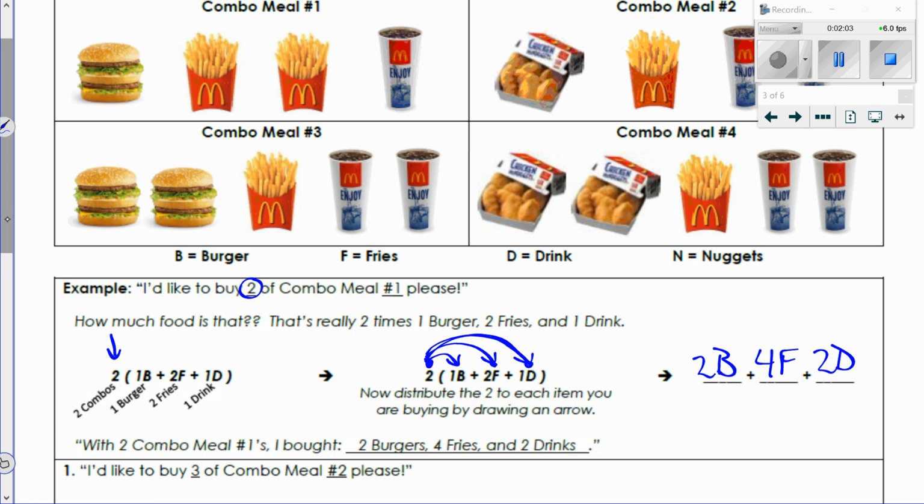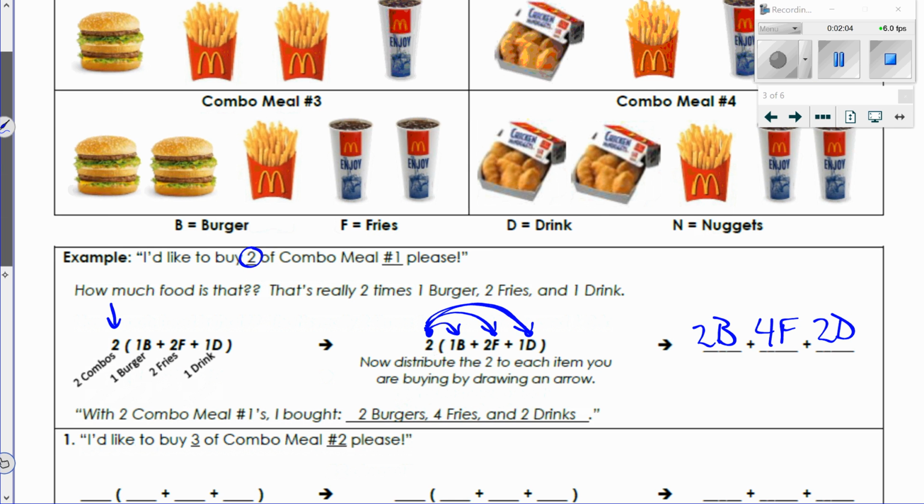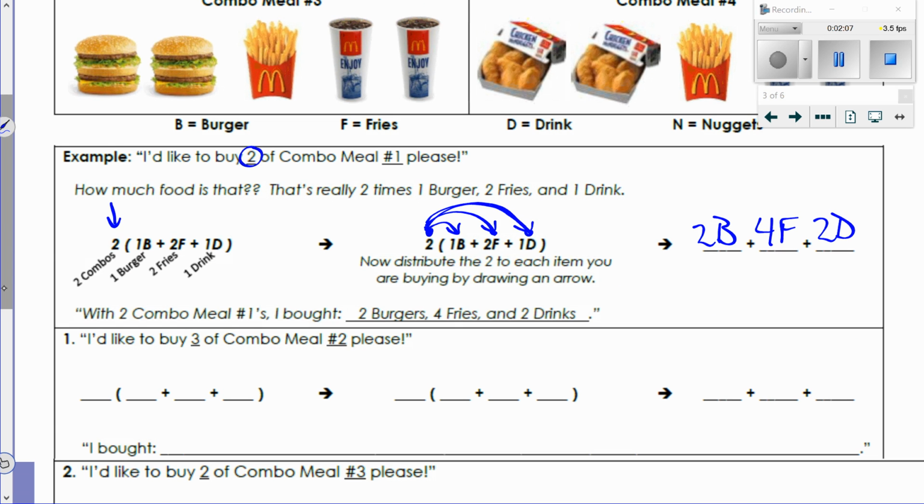Okay, so let's do one more. We'll see if you get it on this next one. And now I want to buy 3 of combo meal number 2, please. So where does that 3 go? In the first blank, because I'm buying 3 of these meals. Does that make sense? Yeah.